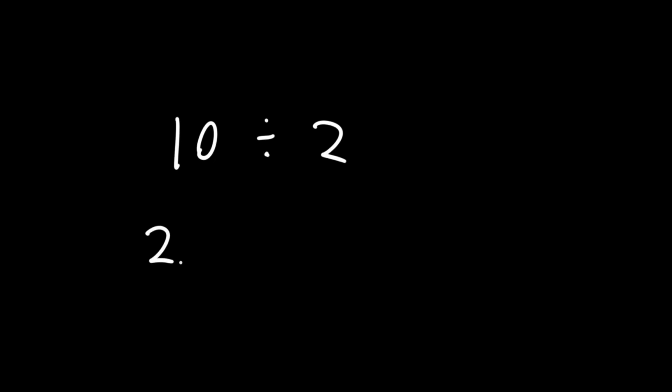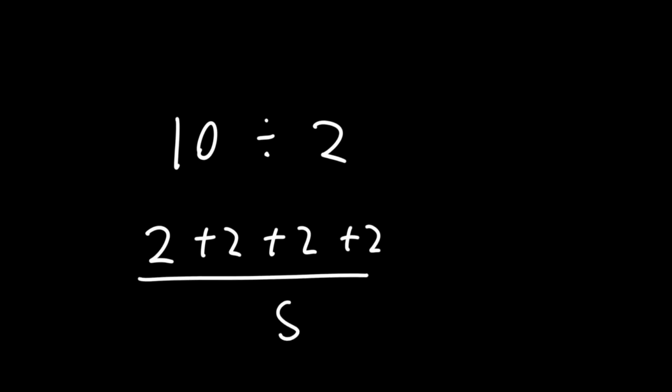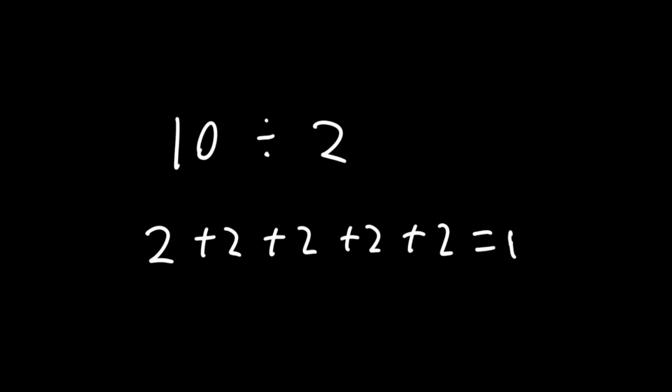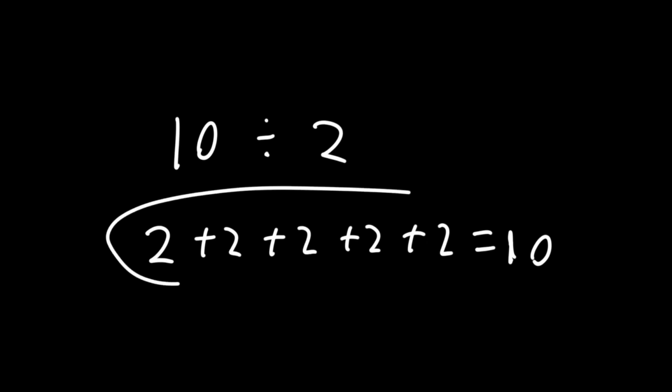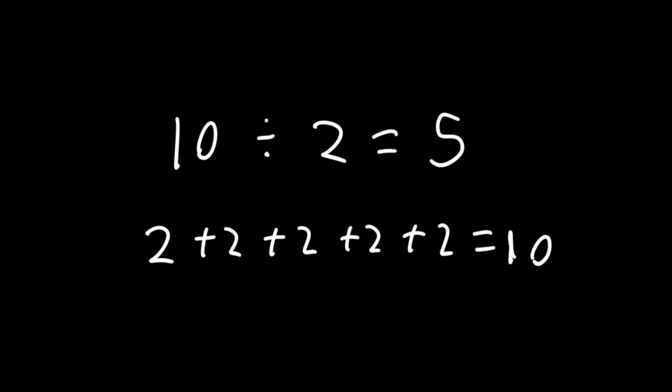2 alone is just 2. 2 plus 2, that's 4. Plus another 2, this is 6. Plus another 2, this is 8. And then plus one more 2, this equals 10. Notice how we have 5 2's in total. So that means 5 2's go into 10. So this means 10 divided by 2 equals 5.